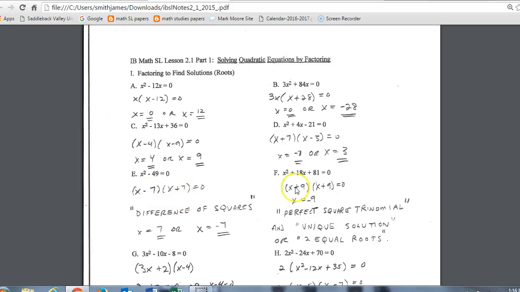Factoring in a case like this, two numbers that multiply to be 81 and add to be 18 would be positive 9 and positive 9. Because they're both the same, you're only going to get one solution. So this is one of those rare cases where you only get one answer instead of two answers.